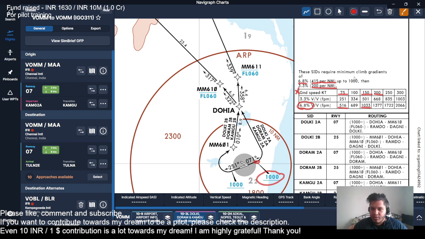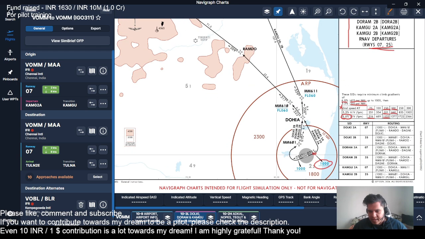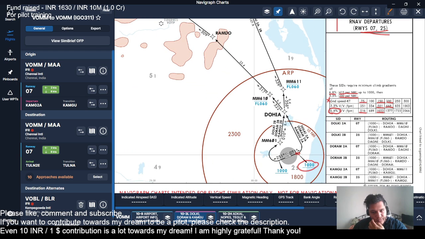And when you climb to 1000 feet, like after 1 minute, then you will decrease your climb to 3.3%. That will be 501 feet per minute. Or if your speed increases, then it will be 668 per minute. You don't have to worry about these things, because these are already computed in your flight computer, and your flight computer will follow the climb rate. No issues on that. Now how to analyze this? Yeah, now let us come one by one.